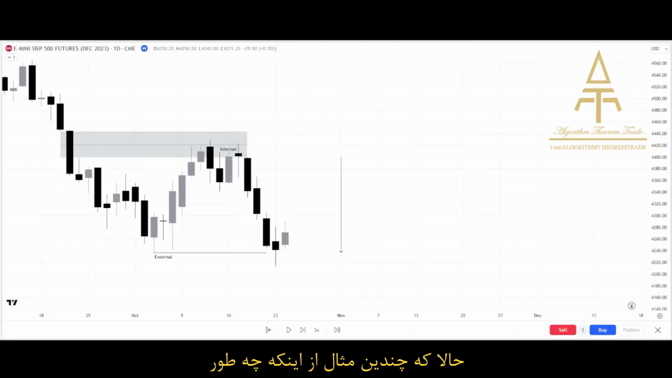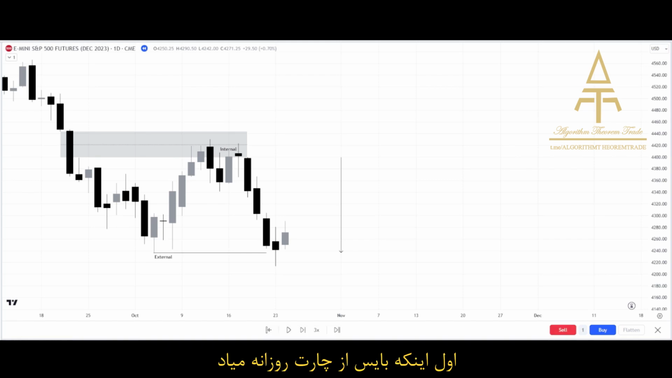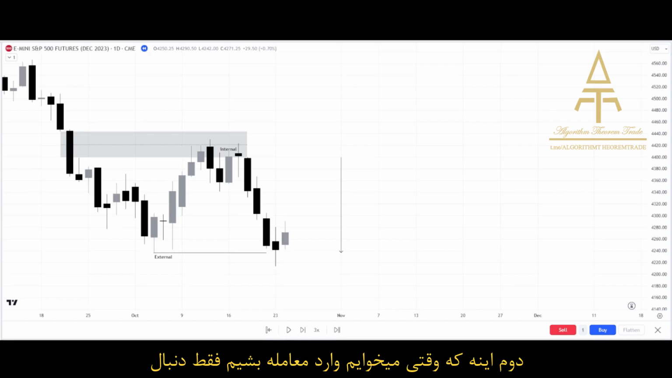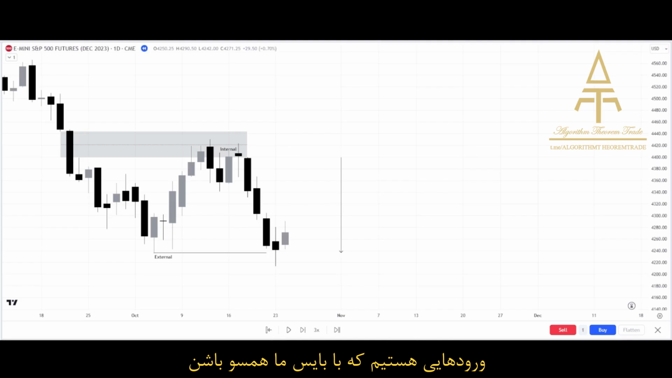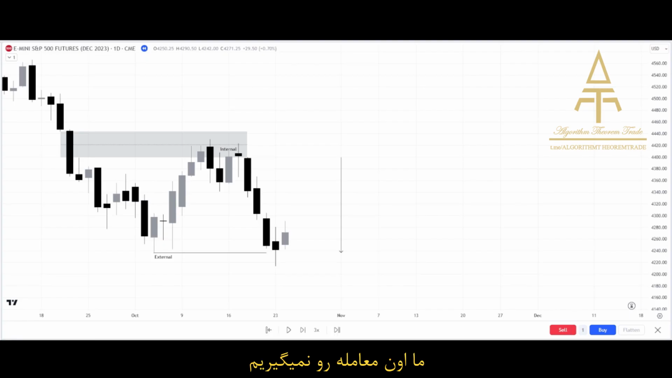Now that you have seen multiple examples of how to create a bias, there are a few points that we need to speak about. First, bias always comes from the daily chart. Second, when we execute, we only look for entry functions that are aligned with our bias. Third, when we execute, if there are no entry functions aligned with our bias, then we do not take any trades.